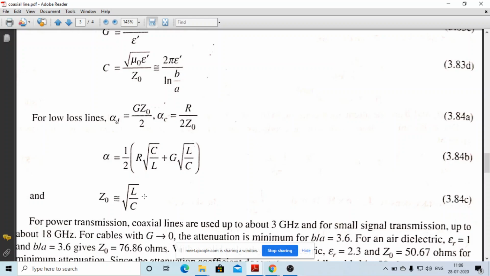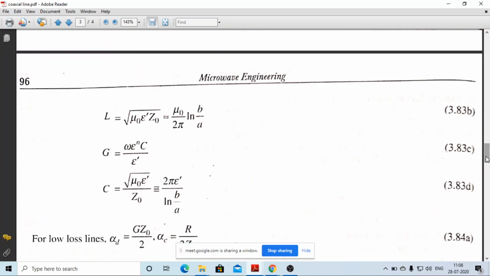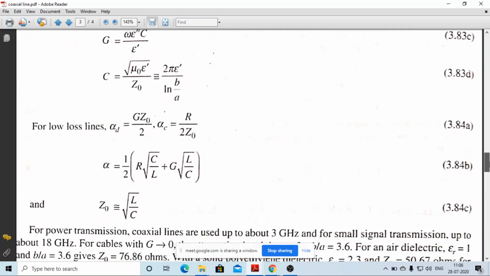One question you may expect is to find the characteristic impedance for a particular coaxial cable. For that case, you should start from Z naught equal to root L by C. Then for finding L, you apply mu naught divided by 2 pi ln b by a, and then C equal to 2 pi epsilon dash divided by ln b by a. Based on these two formulas, L, C and Z naught, there is one numerical.